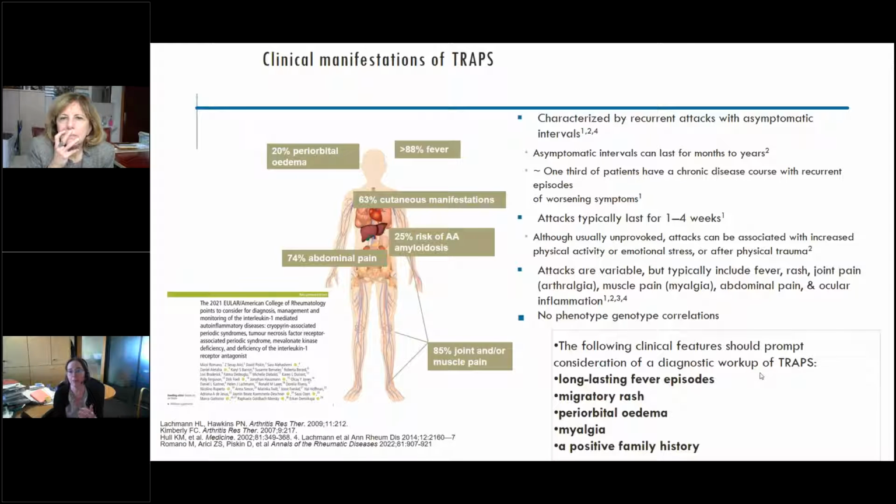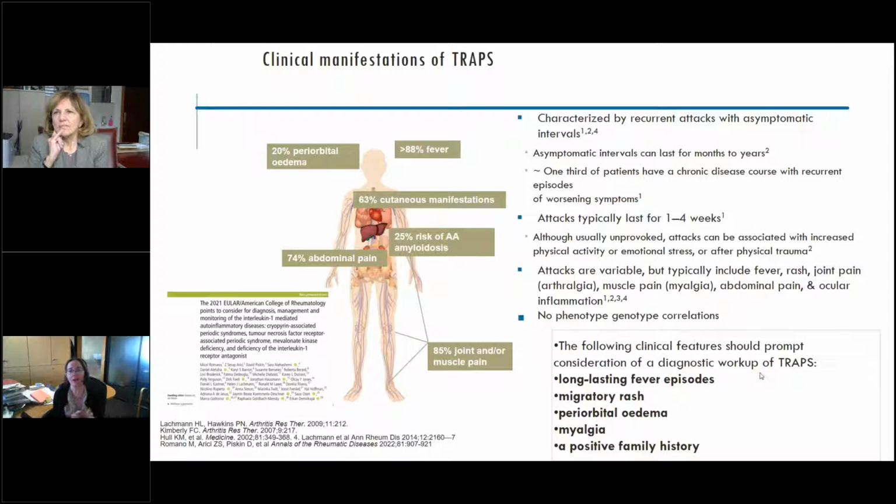Generally speaking, attacks are unprovoked, but they can be precipitated, as is often the case in autoinflammatory disease, by increased physical activity, emotional stress, or physical trauma. And I think the major thing that will induce an attack in adults is a budget holiday. So going through Ryanair, EasyJet, trying to get your family on holiday will usually start an attack at the beginning of a holiday very reliably. There are no genotype-phenotype correlations, so there isn't any particularly severe mutation that we identify.